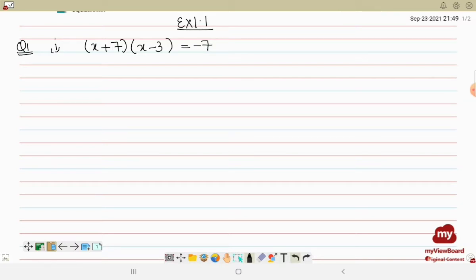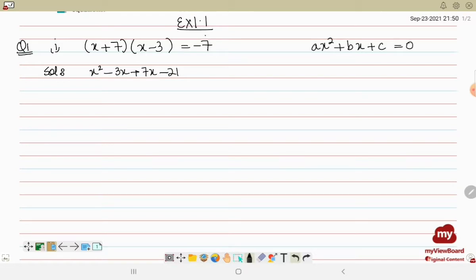So this equation, if you see clearly, is not in the standard form. Let me write the standard quadratic equation, which is ax square plus bx plus c equals 0. So let's convert the equation to the standard quadratic equation. Here we are supposed to multiply, we are supposed to solve the brackets. It will become x square minus 3x plus 7x minus 21.